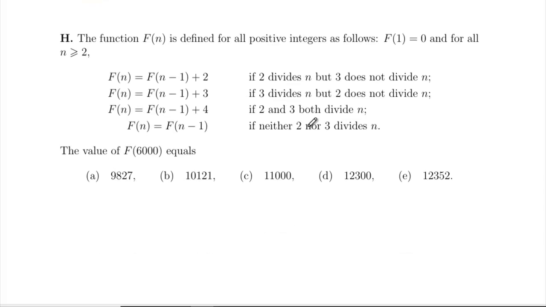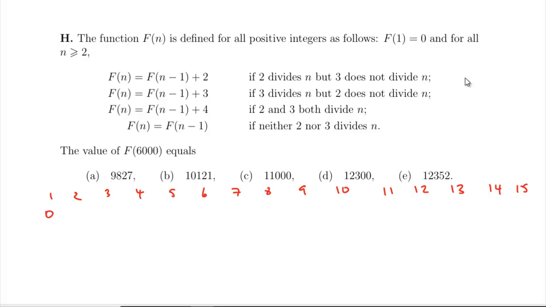Okay. H, the function f(n) is defined for all positive integers as follows. Oh, it's one of these stupid things where you have to spot a pattern. They've got more function options here, and we need the value of f(6000). So let's build up the sequence and see what the pattern is. Let's do n equals 1, 2, 3, 4, 5, 6, 7, 8, 9, 10, 11, 12, 13, 14, 15. If we haven't spotted a pattern by the time we get to 15, then I'll probably give up.